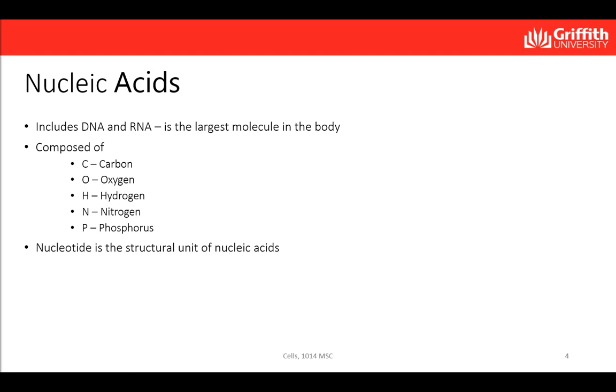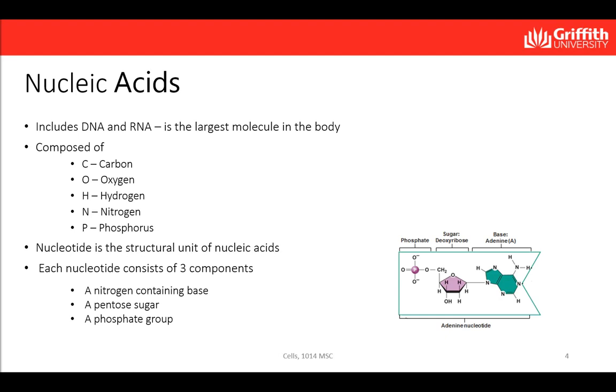The structural unit of a nucleic acid is called a nucleotide, which are quite complex. Each nucleotide consists of three components: a nitrogen-containing base, a pentose sugar, and a phosphate group. There are 5 different nucleotides, depending on the variety of the nitrogen-containing base present. DNA and RNA are made from these nucleotides. Now let's learn about them individually.